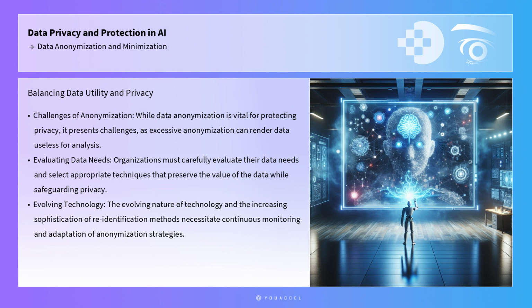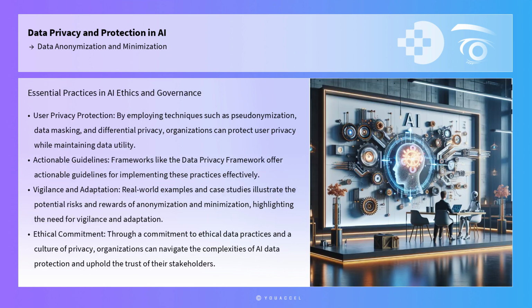In conclusion, data anonymization and minimization are indispensable practices in the realm of AI ethics and governance. By employing techniques such as pseudonymization, data masking, and differential privacy, organizations can protect user privacy while maintaining data utility. Frameworks like the Data Privacy Framework offer actionable guidelines for implementing these practices effectively. Real-world examples and case studies illustrate the potential risks and rewards of anonymization and minimization, highlighting the need for vigilance and adaptation in a dynamic technological landscape.